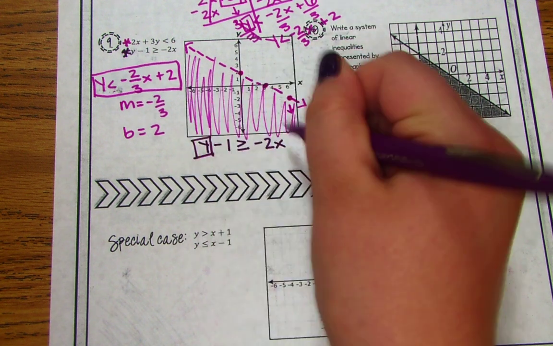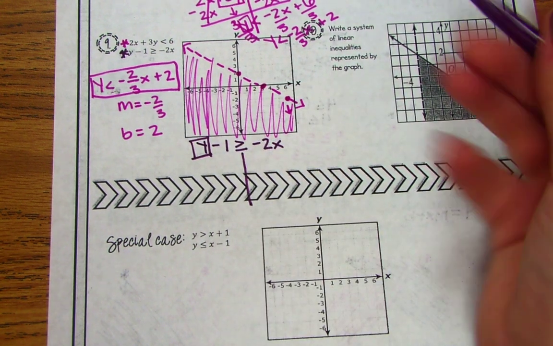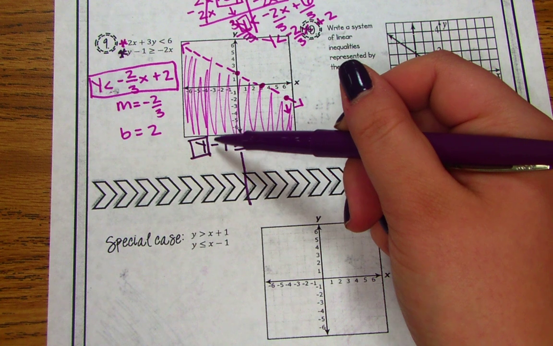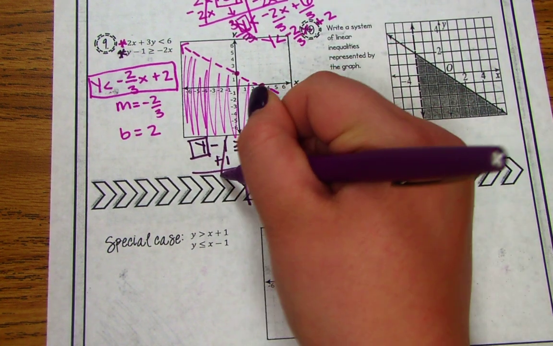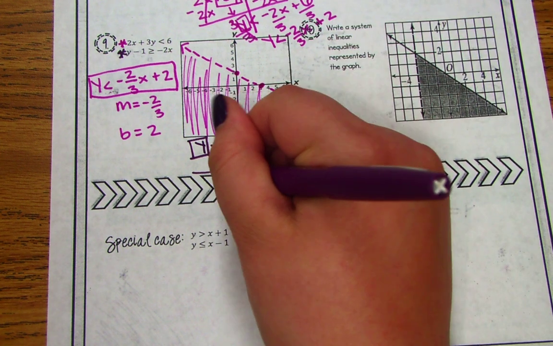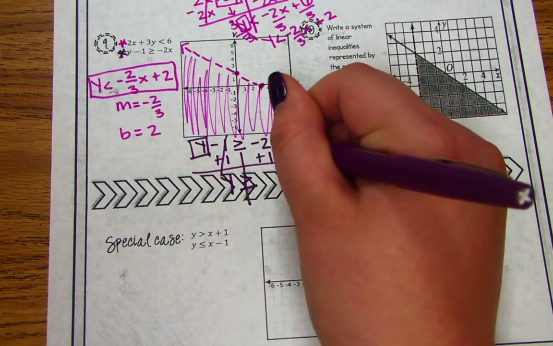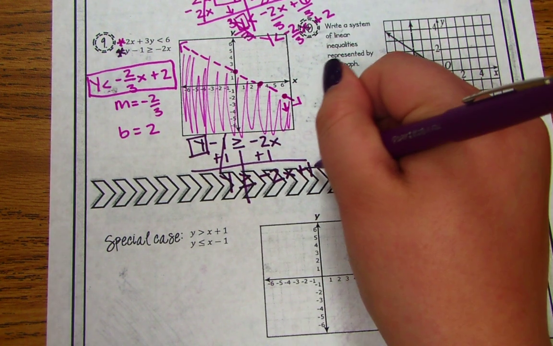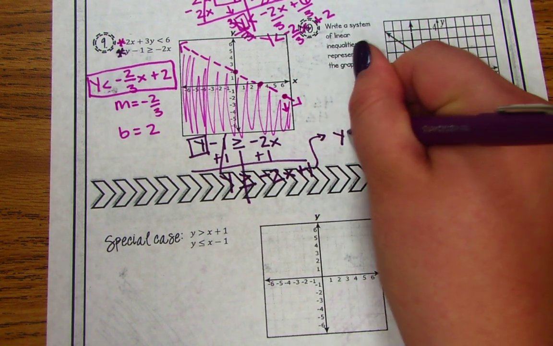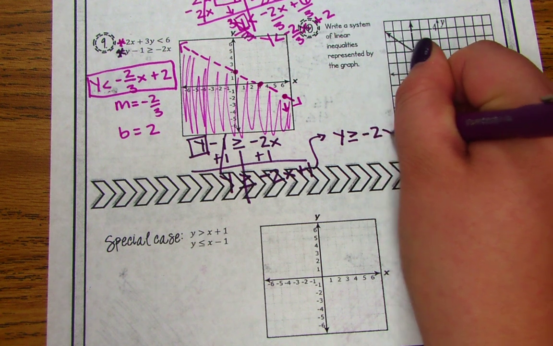Box my variable, draw my line. I want to move whatever is next to my box. So I'm going to add 1 to both sides. Negative 1 plus 1 cancels. I'm left with y is greater than or equal to negative 2x plus 1. We'll rewrite that right up here. y is greater than or equal to negative 2x plus 1.